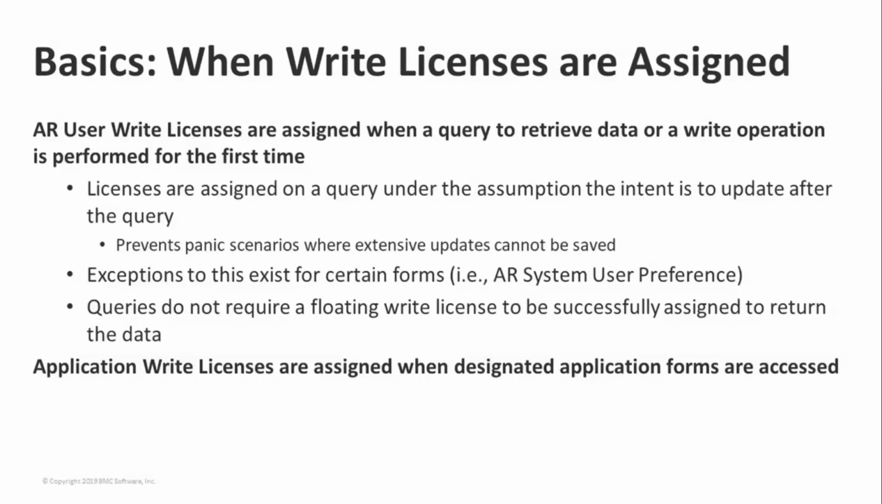And there are exceptions to this write license assignment. There are a few forms where a write license is not required, for example, the AR system user preference form. And then there are queries that, even though they do get a floating write license, don't require it to successfully return the data. So if there is a situation where no floating write license is available, the query will still work and return data. And then application write licenses are assigned when the designated application forms are accessed. So the system knows which forms belong to what application and what license is required to access them.